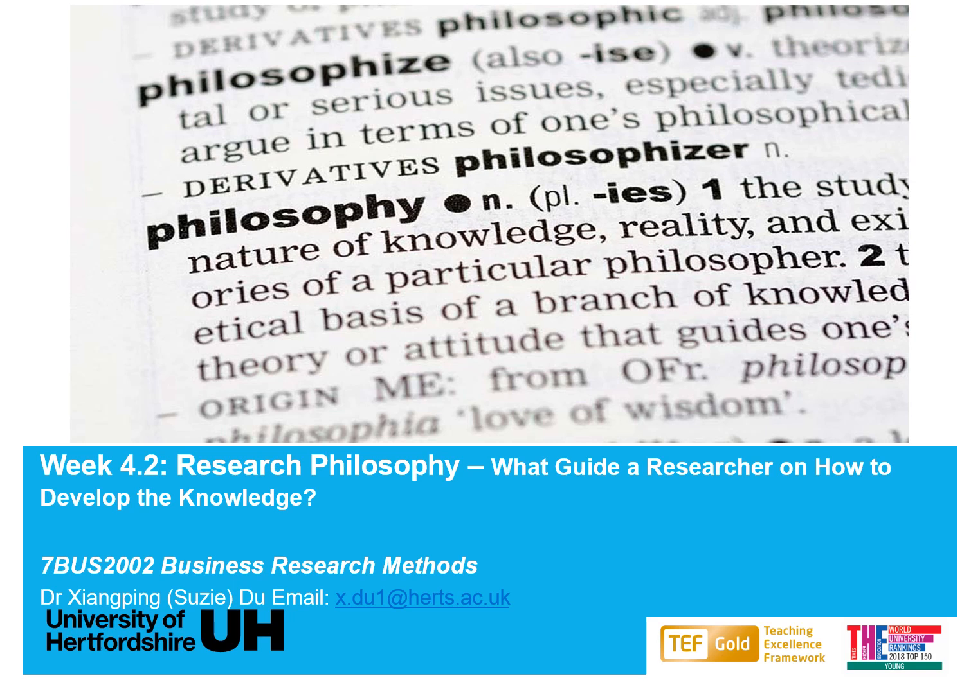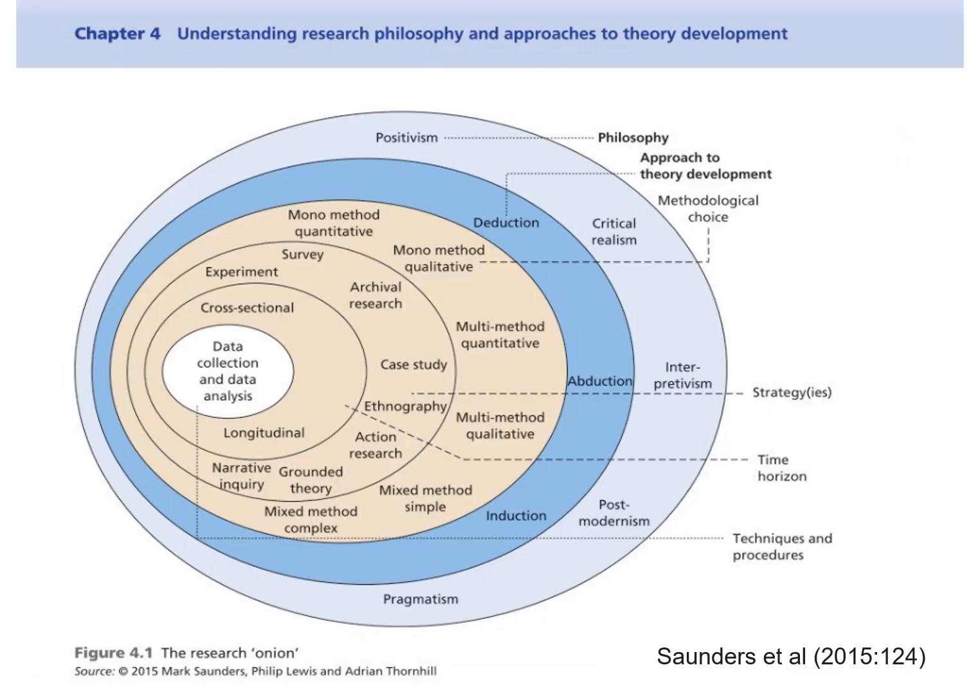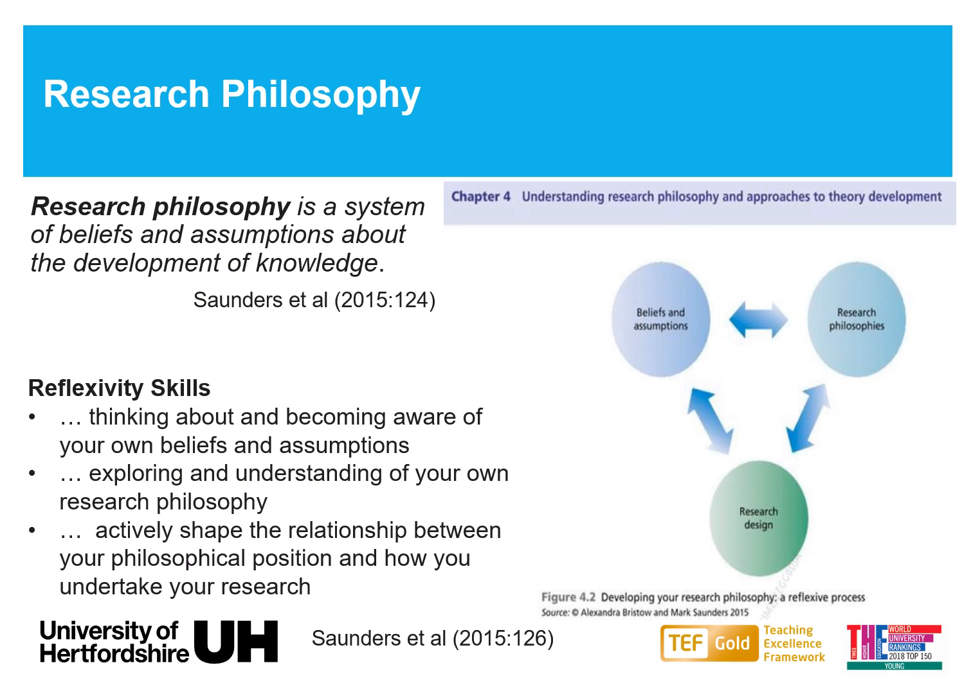Research philosophy is about what guides a researcher on how to develop the knowledge or how to conduct the research. And as we mentioned, this presentation is going to be related to the first two layers of Saunders' research onion: research philosophy and approach to theory development. So what is research philosophy? Research philosophy is a system of beliefs and assumptions about the development of knowledge.